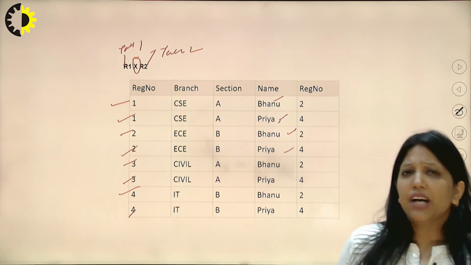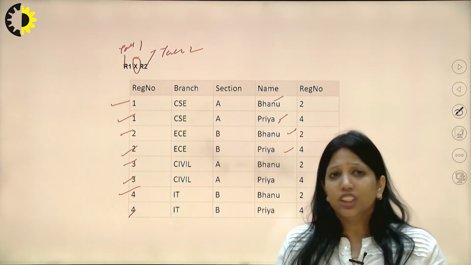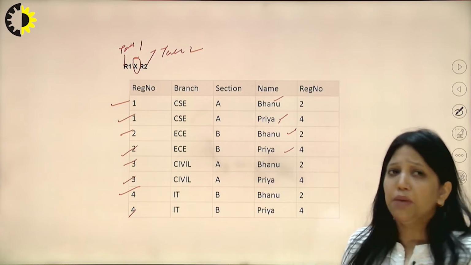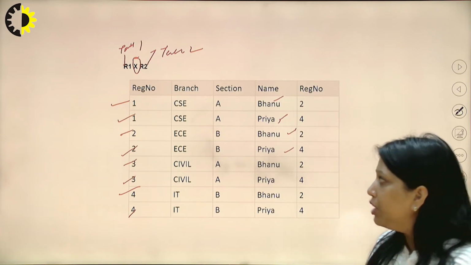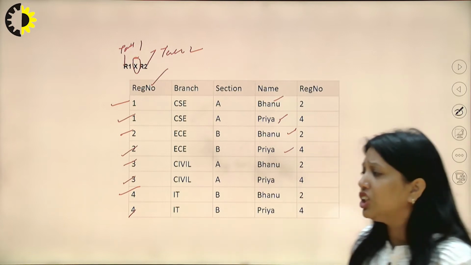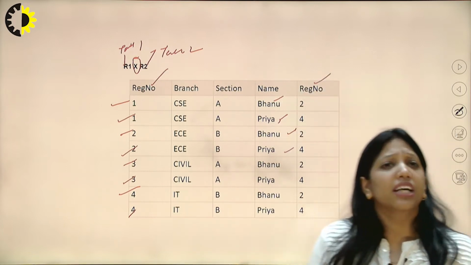As we say, we can apply the Cartesian product only when the two tables have at least one attribute common. So in table 1, we have registration number, and in table 2, we have again the registration number.